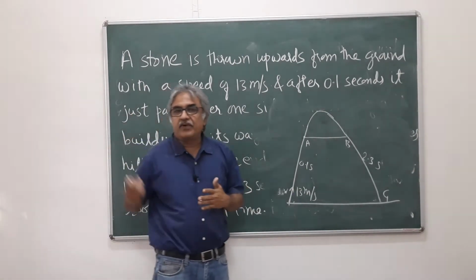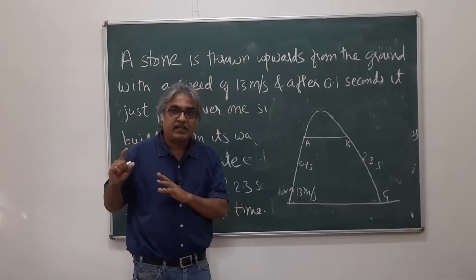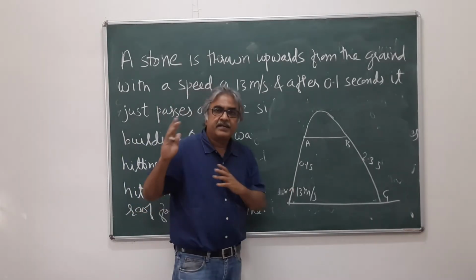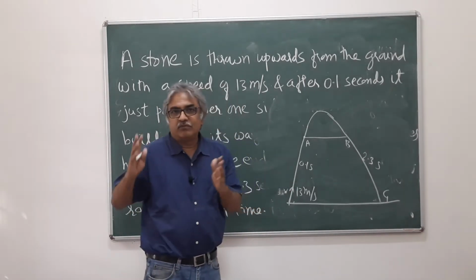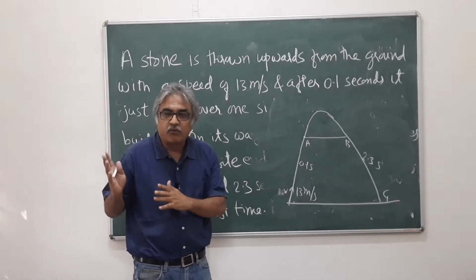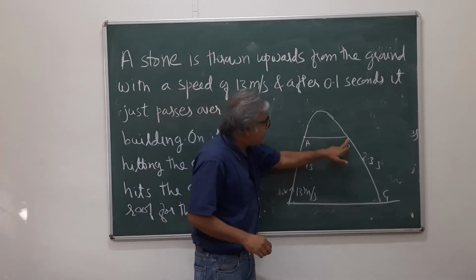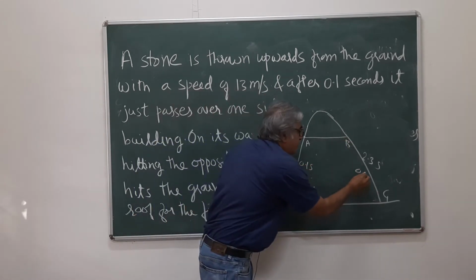You can refer to my videos on concept lectures if this is not clear, but this is obvious, right? I made 2-3 initial videos talking about the concepts of projectile. You might want to refer to them. Anyway, so we know that the time from B to G is also 0.1, right?